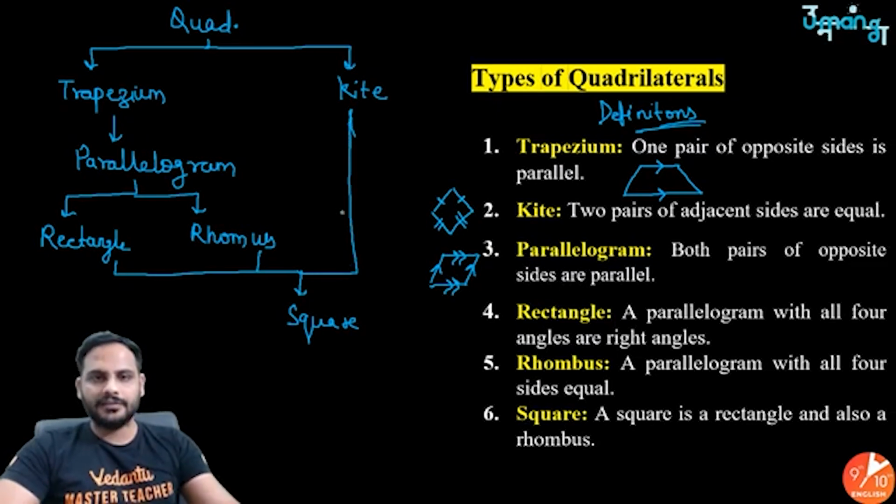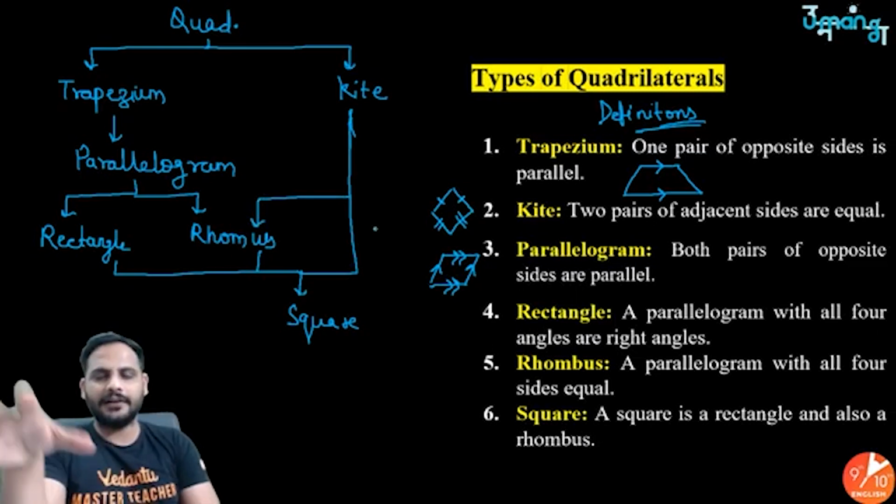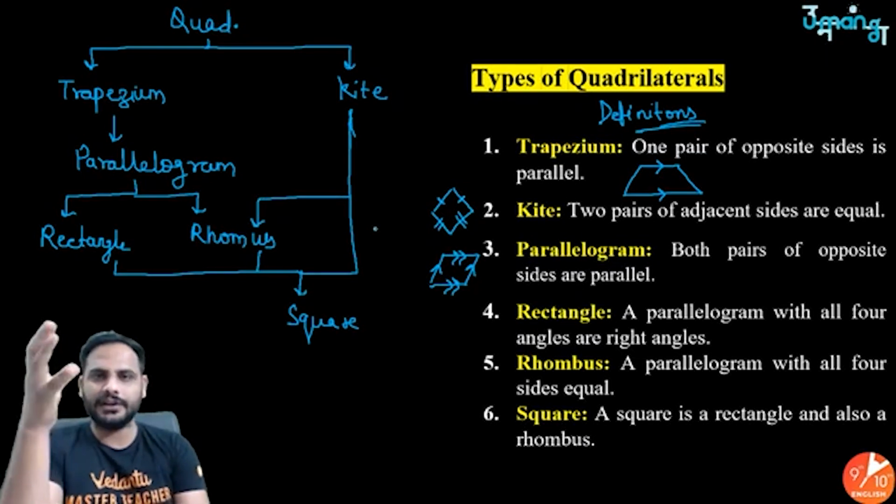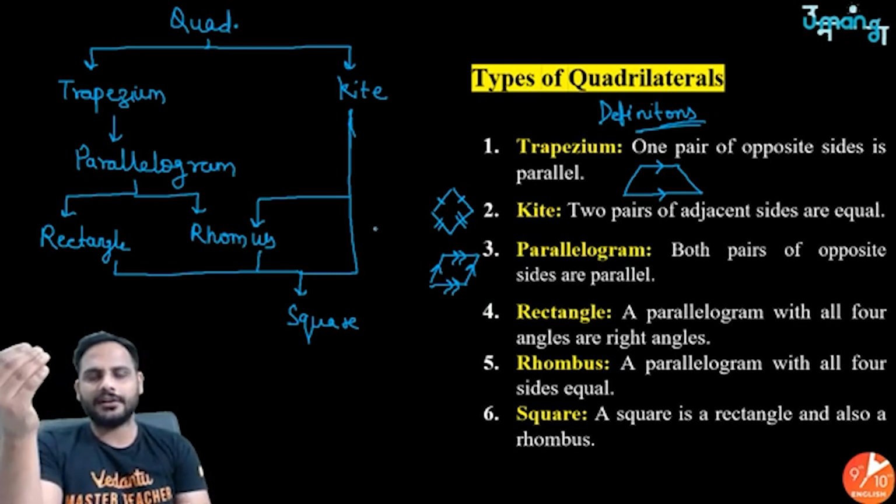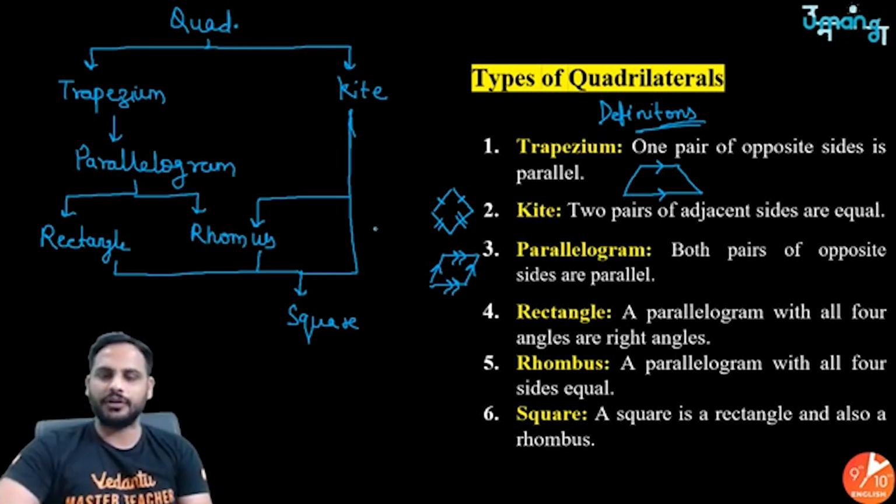Similarly, rhombus also comes under kite as well. So this is a chart with which you can easily remember which quadrilateral falls under which category, and you can easily remember the definitions for all of that.